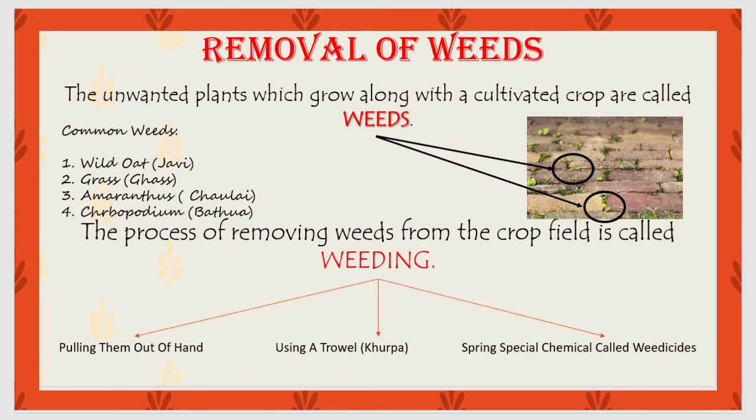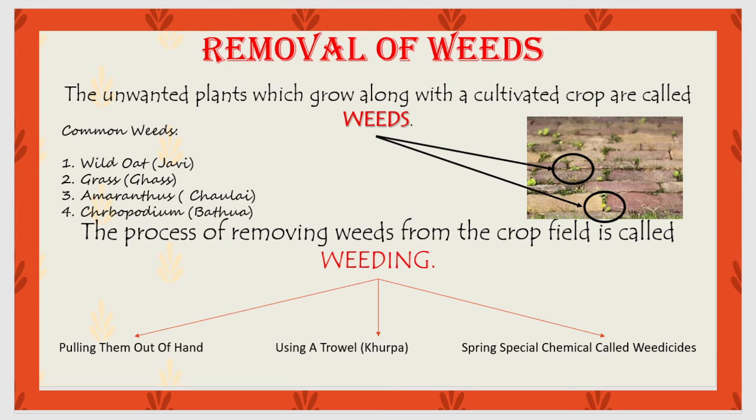Now let us come across removal of weeds. Many times you see on a field that there are tiny grasses growing. These are basically called weeds. The basic weeds which we see are firstly grass, then wild oat, which is javi, you can see it here, then we have chauli and batua. The process of removing these weeds is called weeding. I told you earlier what weedicides were. Now let us learn it in more detail.